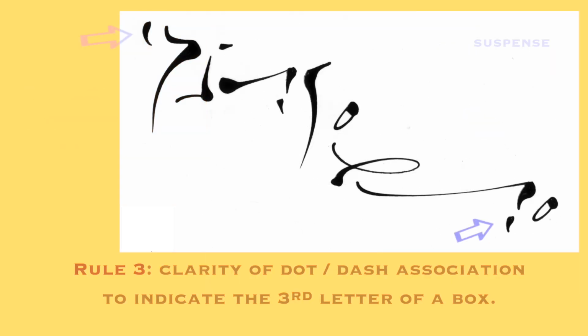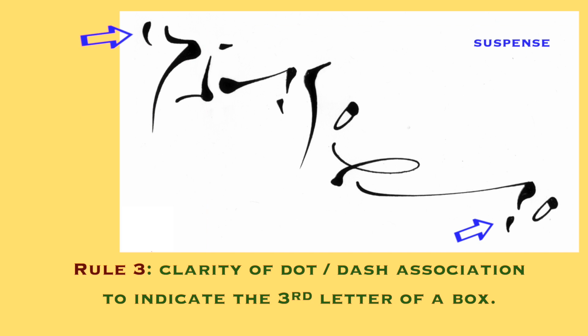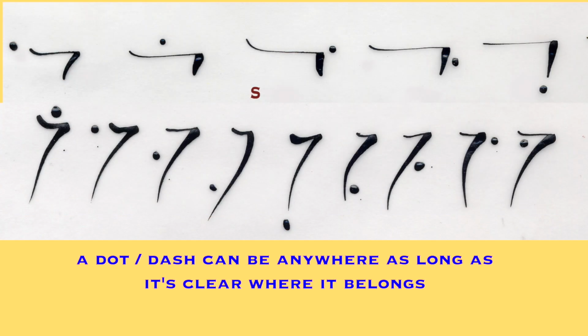Rule 3. Clarity of dot or dash association to indicate the third letter of a box. This word is suspense. A dot or dash can be anywhere, as long as it's clear where it belongs. This is the letter S.